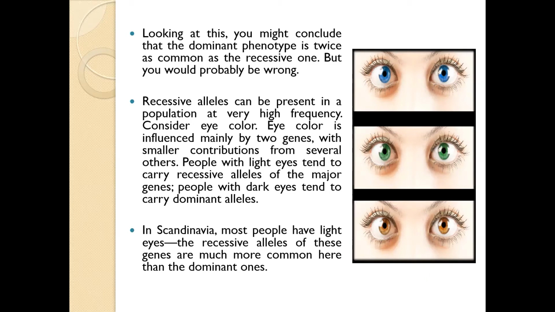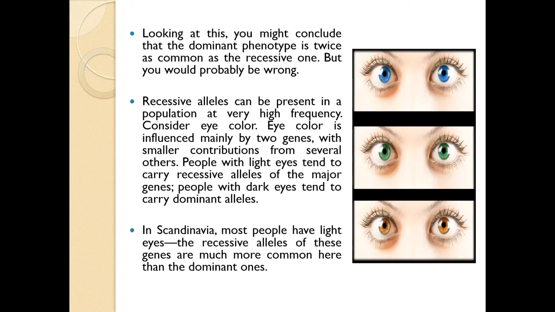So consider eye color. Eye color is influenced mainly by two genes, with smaller contributions from several other genes. People with light eyes tend to carry recessive alleles of the major gene. People with dark eyes tend to carry the dominant allele. In Scandinavia, most people have light eyes. The recessive alleles of these genes are much more common here than the normal one. Scandinavia means the northern European countries like Finland, Norway, and Sweden.